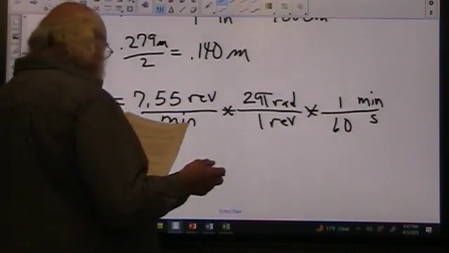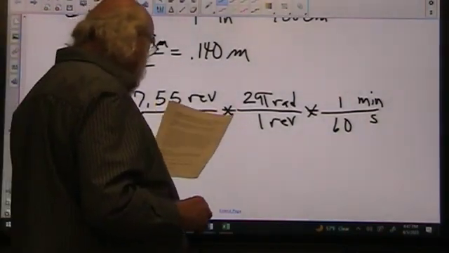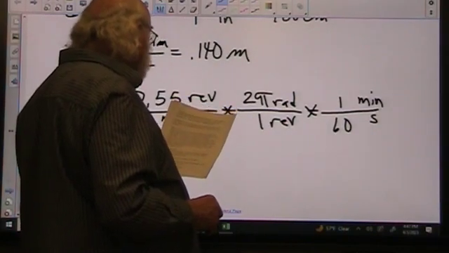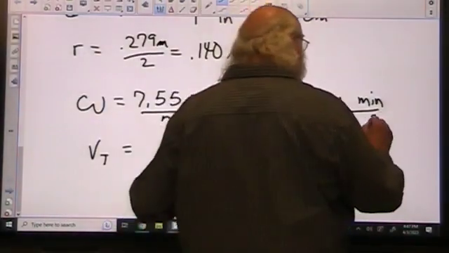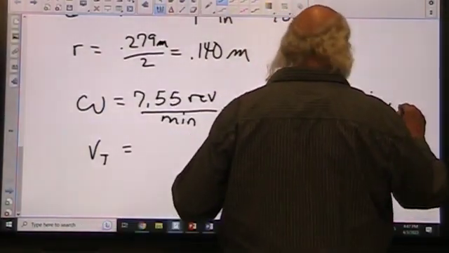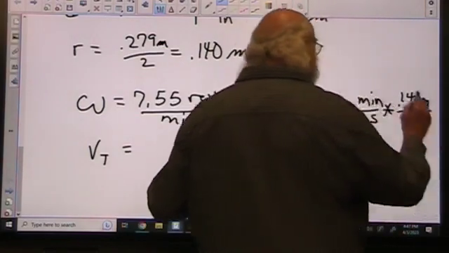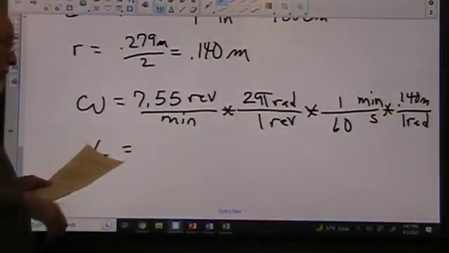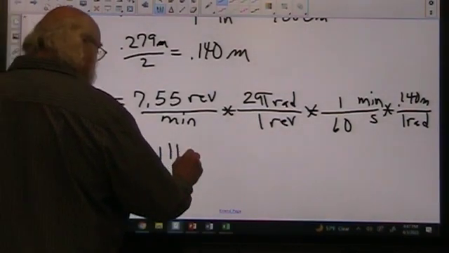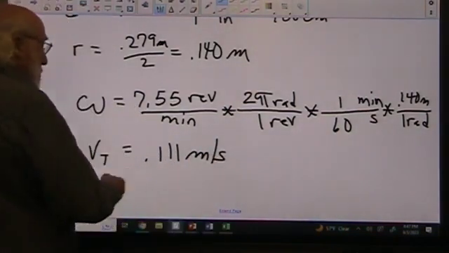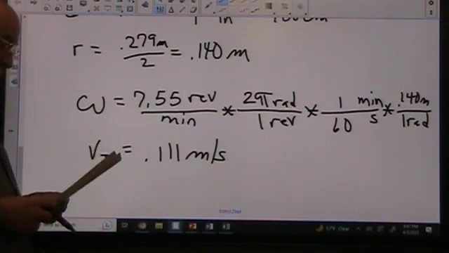Well, let's just go ahead and change it right to V sub t here, and multiply this. Since the 1 radian now we calculate as 0.140 meters, so 0.140 meters per 1 radian. We'll do it that way. That's what I did on the paper. And this turns out to be 0.111 meters per second. So that would be the translational velocity involved here.